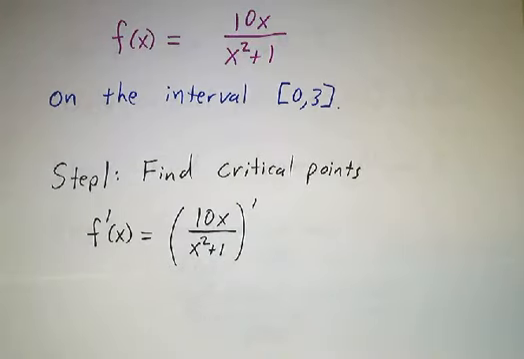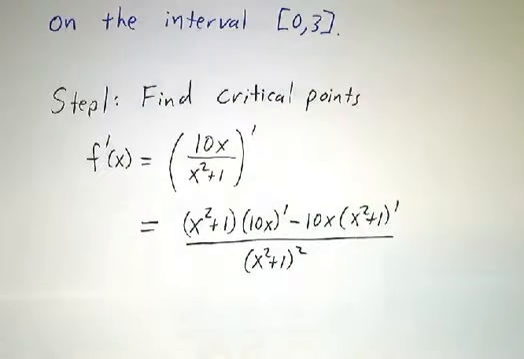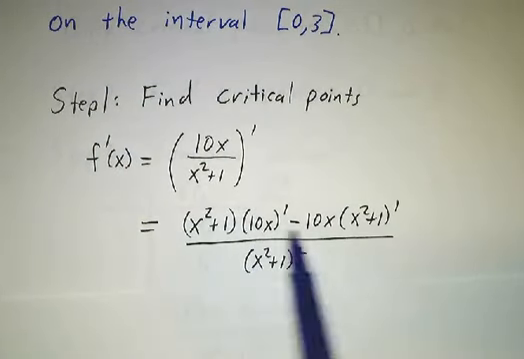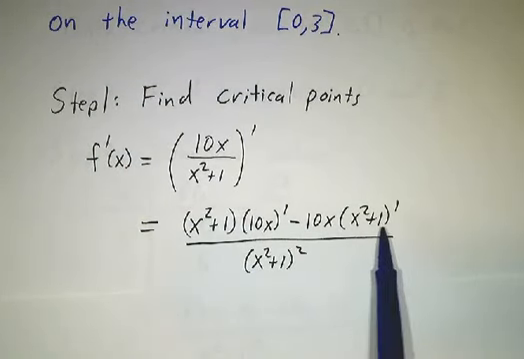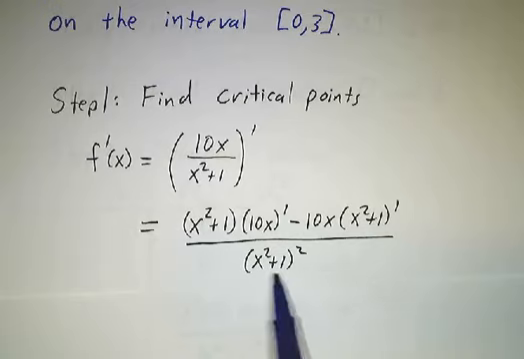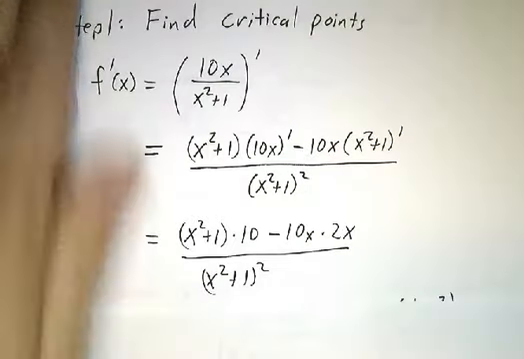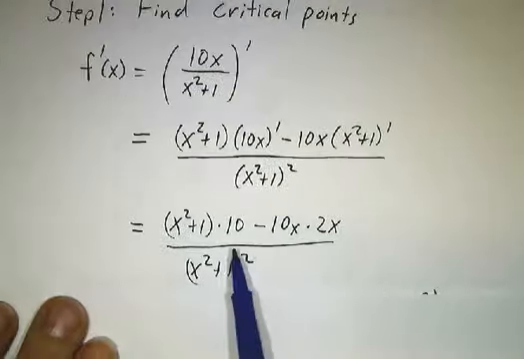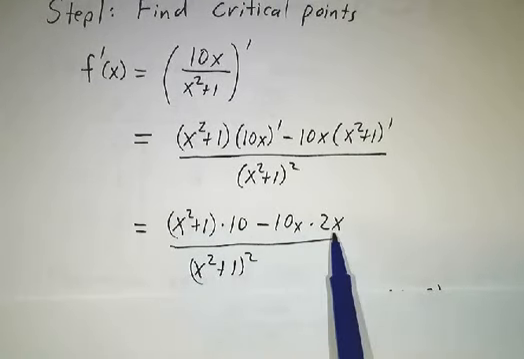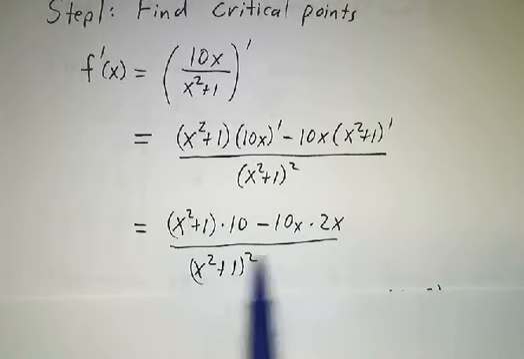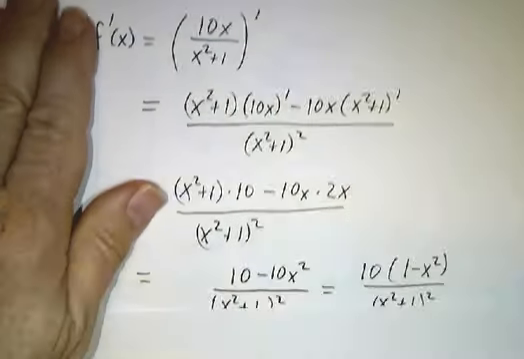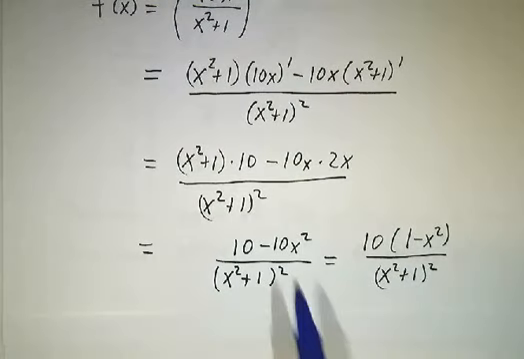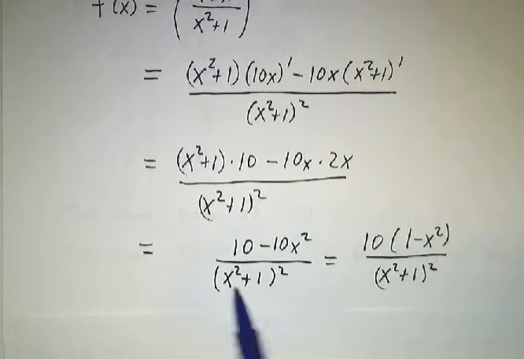So let's take the derivative. The derivative of a quotient is the bottom times the derivative of the top minus the top times the derivative of the bottom, all divided by the bottom squared. And the derivative of 10x is 10. The derivative of x squared plus 1 is 2x. And you multiply it all out, and you get 10 minus 10x squared over x squared plus 1 squared, or 10 times 1 minus x squared over x squared plus 1 squared.